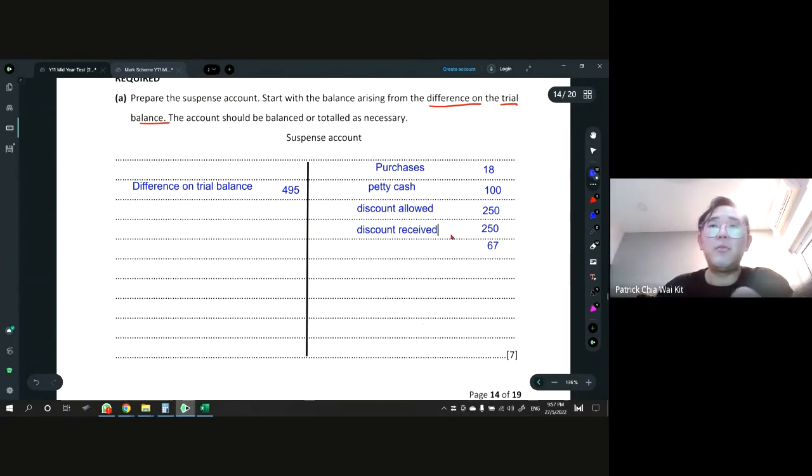Okay, so just put it back here. And the last one, 67, is postage. So let's put back postage. All right. So are dates important in a suspense account? No, it's not important. So you don't have to put it.